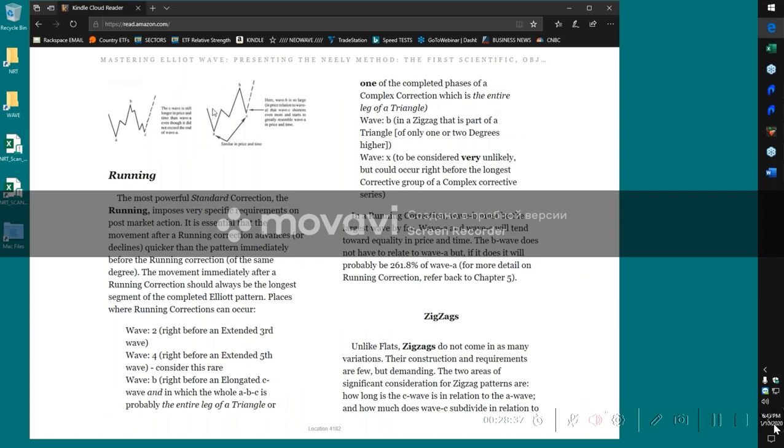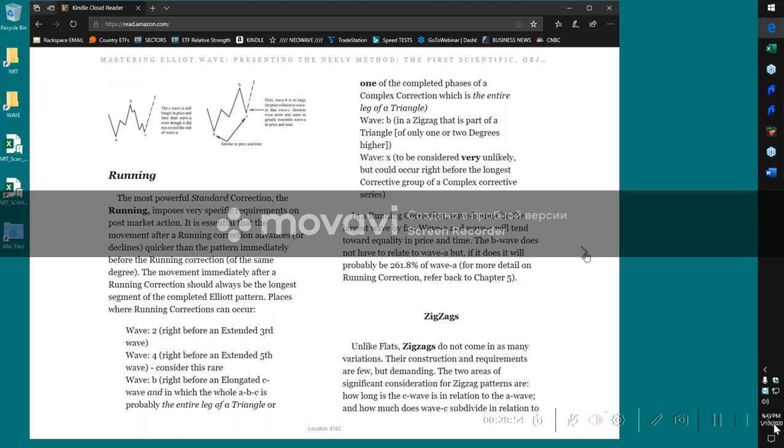The only difference is that if wave A and B are very different in time, you want to make sure to add the time of A plus B divided by 2, so the C wave doesn't take too little time to be appropriately connected to this A and B. So just put a little note, the C wave should take half the time of A plus B right here.